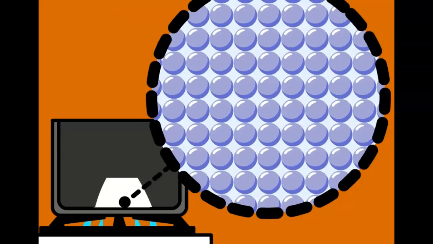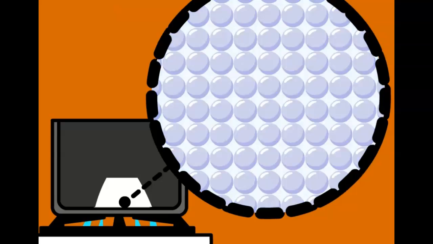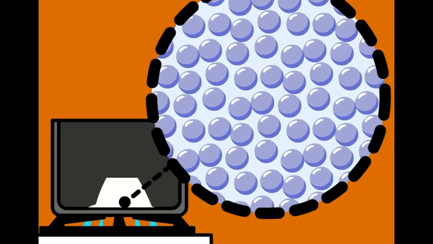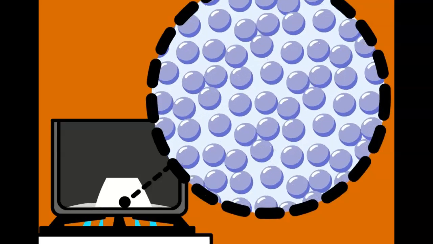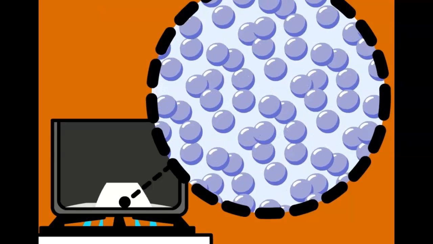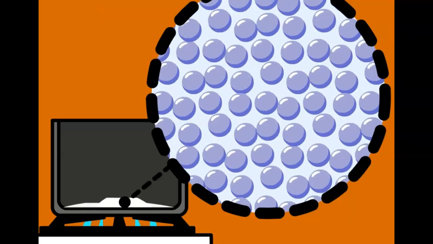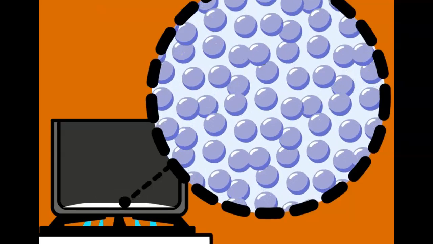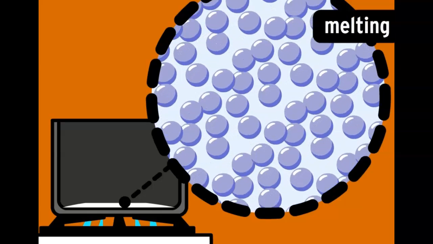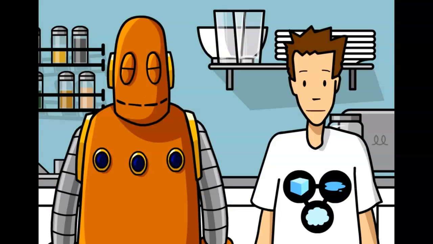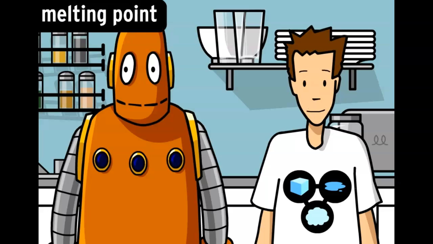When you heat the ice, you give these molecules more energy. They begin vibrating faster and faster. Finally, they break free of their bonds. When all the bonds have broken, the water molecules are free to flow past one another, and the ice is now liquid water. That's called melting. And the temperature at which a solid substance melts into a liquid is called its melting point.